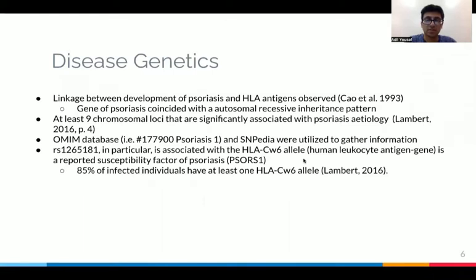This slide sums up some of the associations that we found with psoriasis, but most importantly, we used the OMIM database to find an entry about psoriasis that included a SNP, and then we used SNPedia to search up the SNP that we found from the OMIM database. This SNP ID was RS126551A1, which is associated with the HLA-CW6 allele.